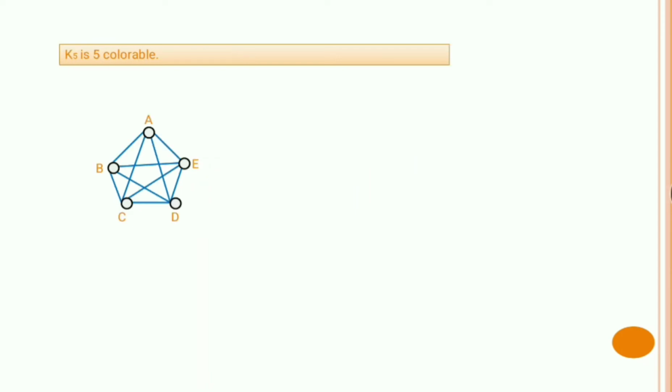Now let's see K5. You already know all the vertices are attached to each other, so one color cannot be reused. We need 5 colors to color K5, because for all the vertices we will be using different colors. So here is the coloring of K5. We have used 5 different colors because all the vertices are adjacent to each other.